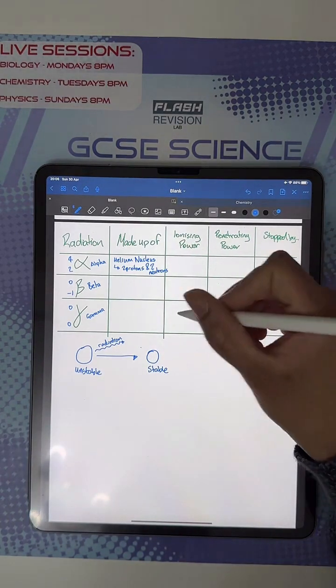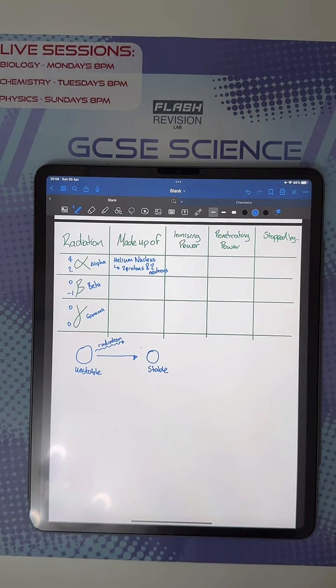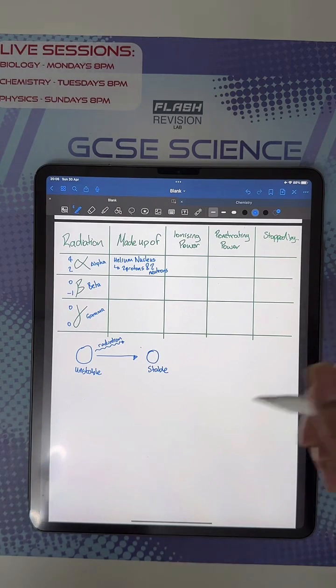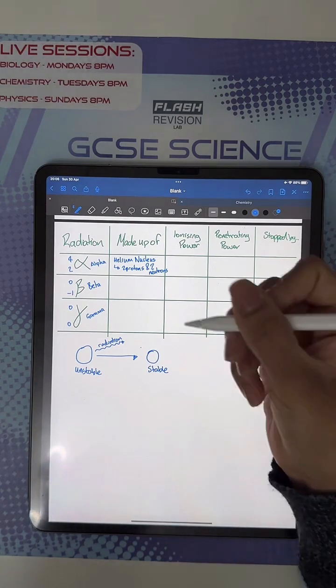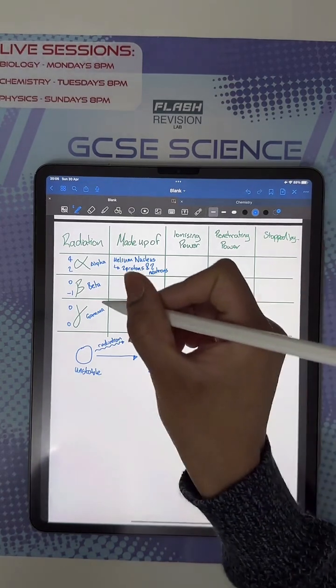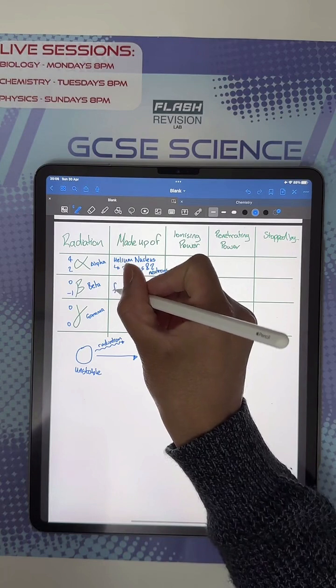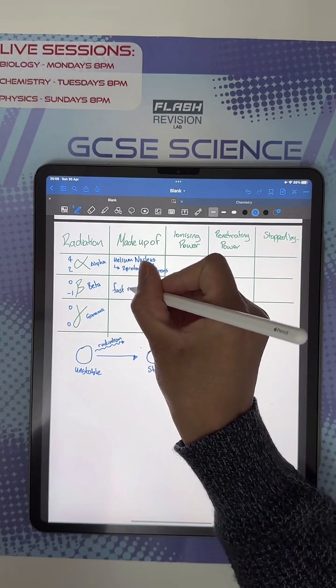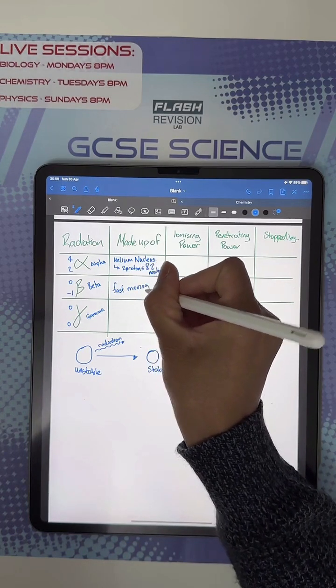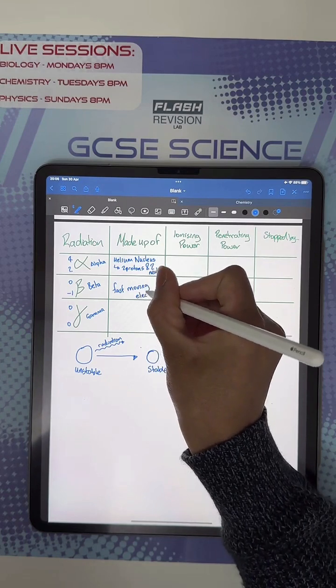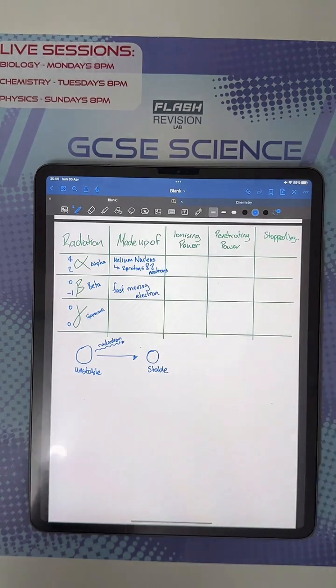Now, what's beta made out of? Someone wrote an electron nucleus. No, you can't have a nucleus in an electron, because an electron is what orbits the nucleus. It's literally just an electron. A beta minus particle is literally a fast-moving electron. But in your exams, you can get away with just saying an electron.